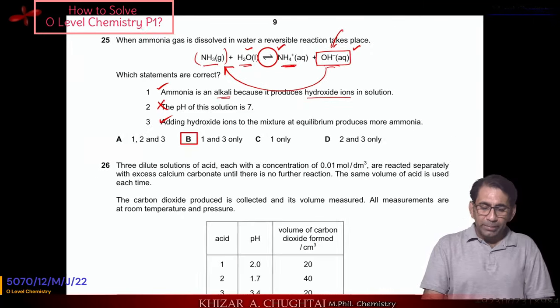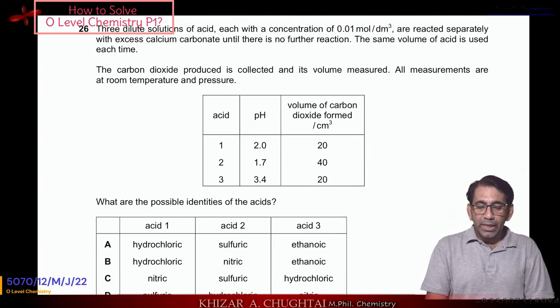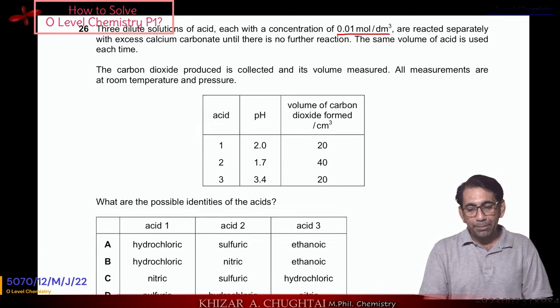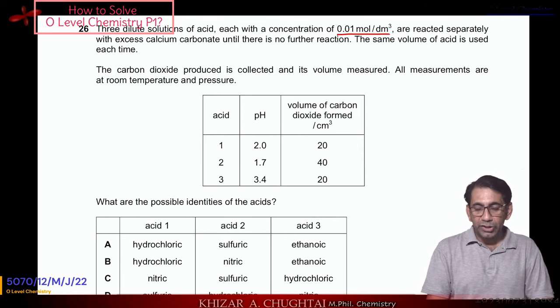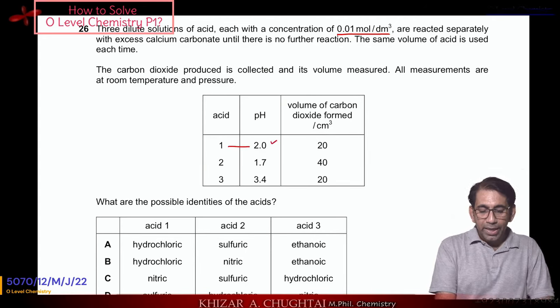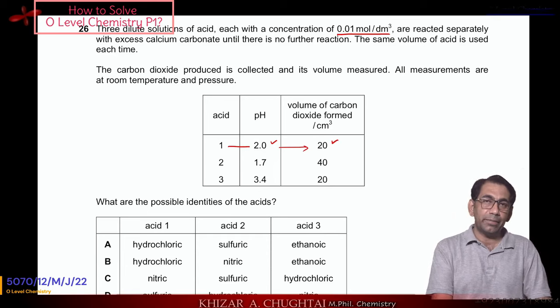Question number 26. Three dilute solutions of acid, each with concentration of 0.01 mole per dm cube, are reacted separately with excess calcium carbonate until there is no further reaction. The same volume of acid is used each time. Carbon dioxide produced is collected and its volume measured. All measurements are at room temperature and pressure. Acid 1 shows pH equal to 2 and forms 20 centimeter cube of CO2.